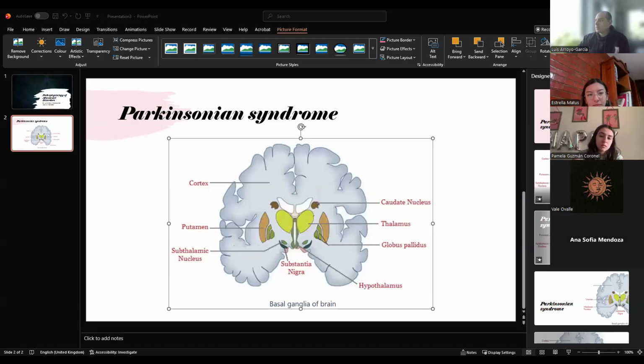This is the basal ganglia, and I need you to tell me what the functions of these nuclei in the brain are. Caudate, nucleus, thalamus, globus pallidus, hypothalamus. If you come with this read already for Monday, it's going to be easier for me to explain what the Parkinsonian syndrome is, what Parkinson's disease is. Okay?